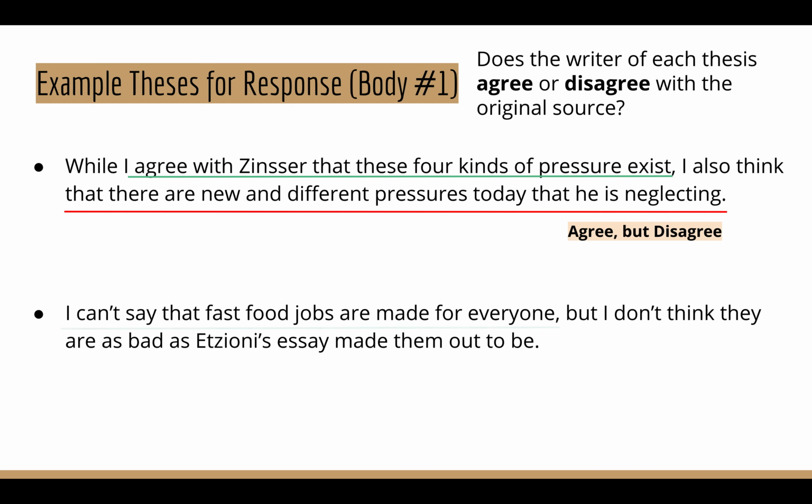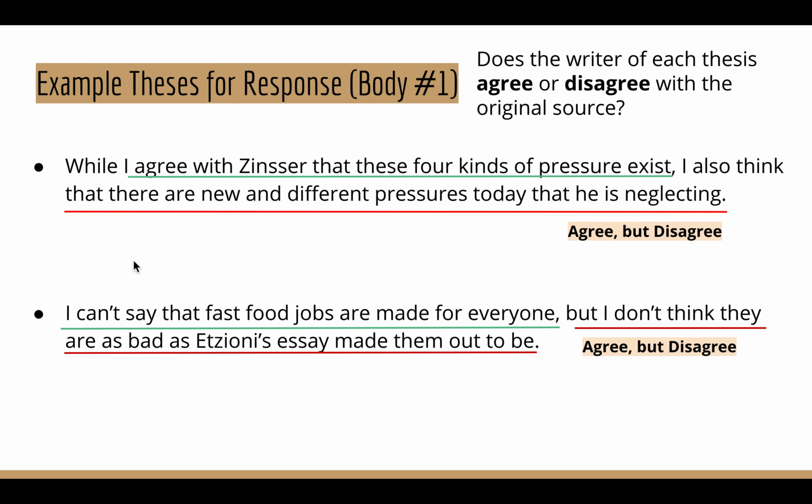Okay, so once again, if you said that it is agree but also disagree, then you are correct, right? So the writer says, "I can't say that fast food jobs are made for everyone." Probably this is the same idea as the original essay, right? Because then they introduce this FANBOYS, "but I don't think that they are as bad as Etzioni's essay made them out to be." So this in red is what the author disagrees with from the original source.